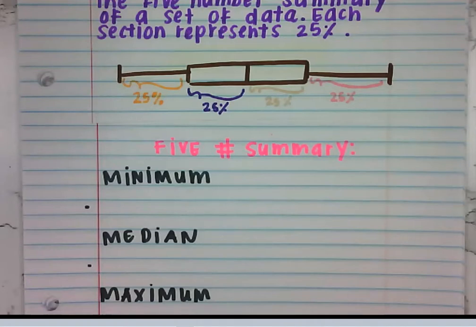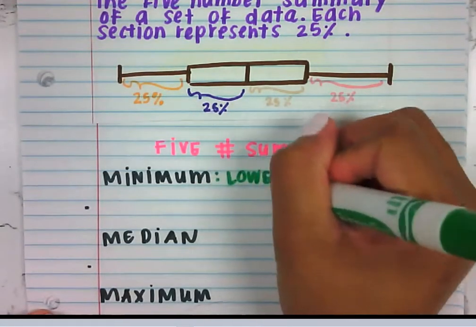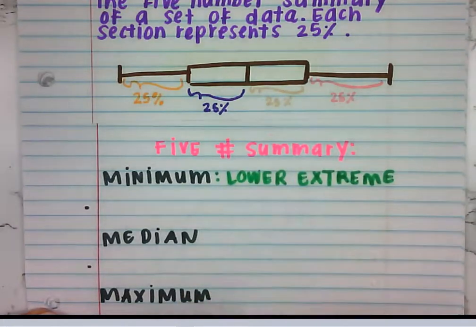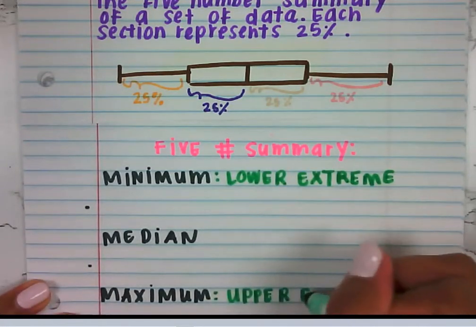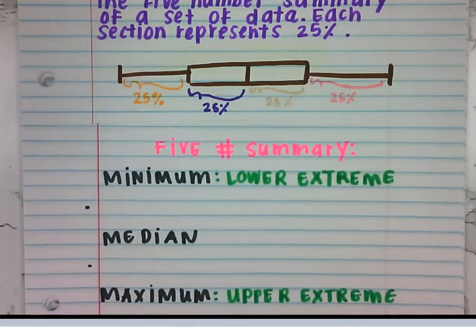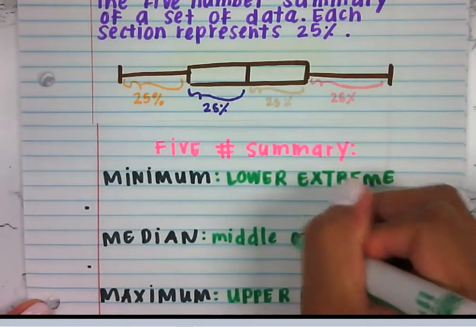So let me just give you some words that they use to represent these different things on a problem you might work on. So minimum can also be referred to as lower extreme. Now you know this is the smallest value. So I just want to make sure you know they might say, what is the lower extreme? No, they're talking about minimum. If they say, what is the upper extreme? No, they're talking about maximum. And then we already know what the median is. It's our number in the middle of our data set. Middle of data.